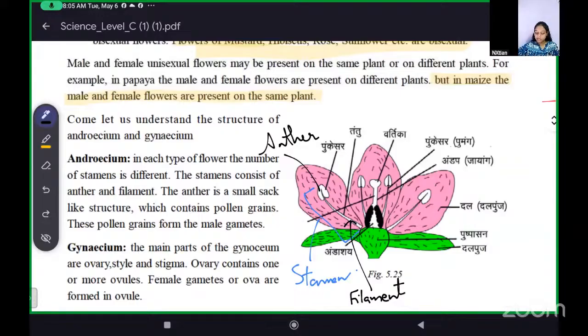Anther is a small sac-like structure and it contains pollen grains, and these pollen grains are the male gametes. Then we have this center portion, the female reproductive part. The whole thing is known as gynoecium. It has an ovary, style, and stigma. Let me show you an English diagram. One minute.